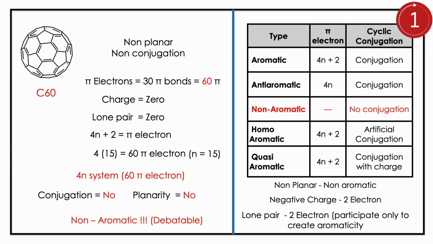It will come under the 4n category with n equals 15. But the non-planar structure doesn't involve any conjugation and definitely doesn't have any planarity. The compound is considered to be non-aromatic because, although many literature sources claim that partial aromaticity is known, the structure as a whole is definitely non-aromatic.